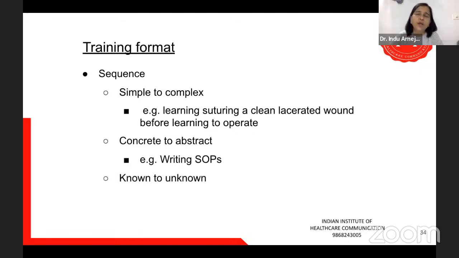Then from known to unknown. Any example for this? Anybody knows? From known to unknown? Can you think of any example? Just ask them what are the complications of the procedure. Probably they will say a few initially, then later something may not be known to them, which we can explain later. Very good, that's a very good idea. Because again, you're asking a question.